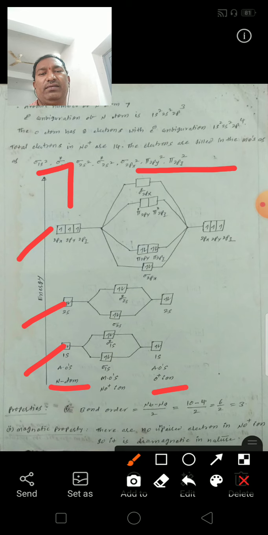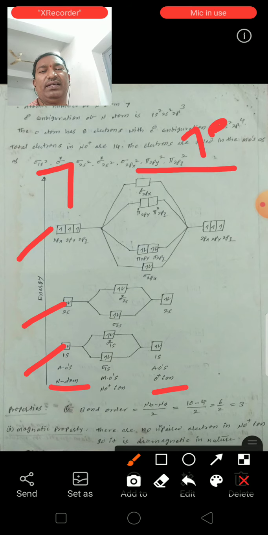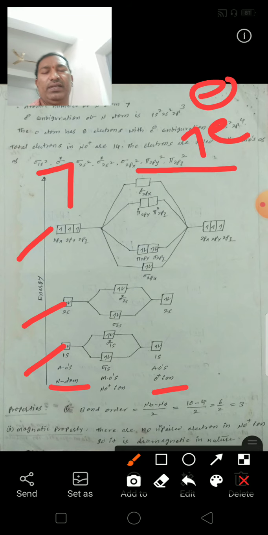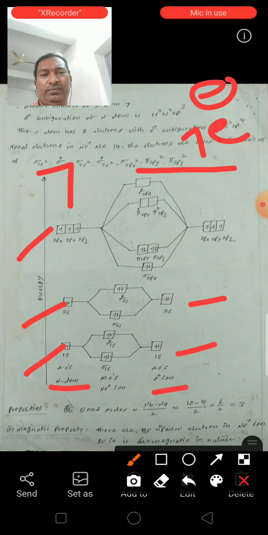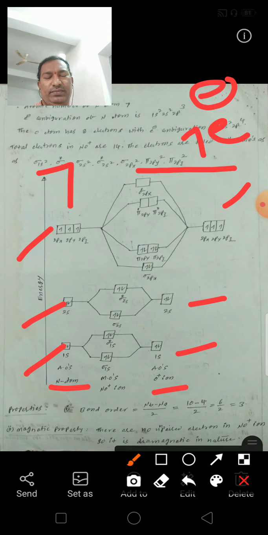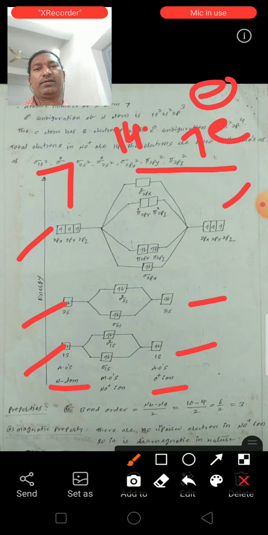Generally oxygen has 8 electrons. For the O plus ion, it has only 7 electrons, as 1s2, 2s2, 2p3 also. So next, the 14 electrons are filled in molecular orbitals from bottom to top.